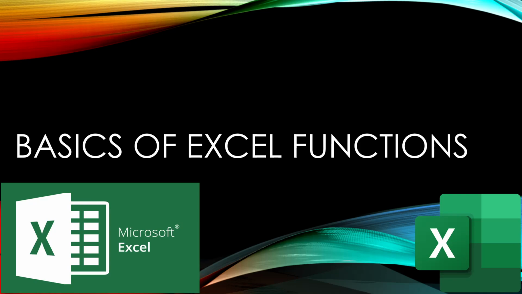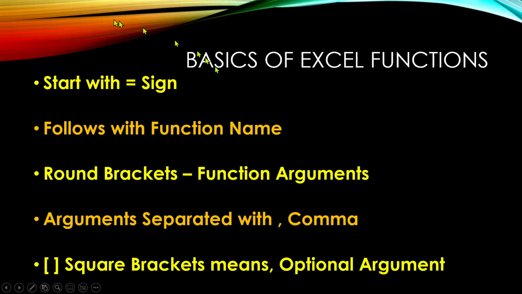Let's talk about the basics of Excel functions, the properties which are common in every Excel function. Every Excel function starts with the equal sign, and that equal sign is followed by the function name. And then we have round brackets. These round brackets contain function arguments. These arguments are separated with a comma.